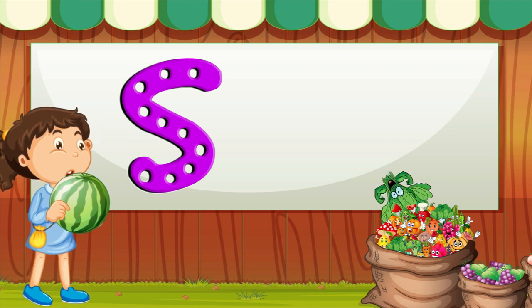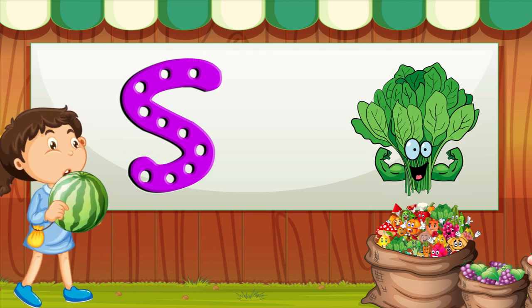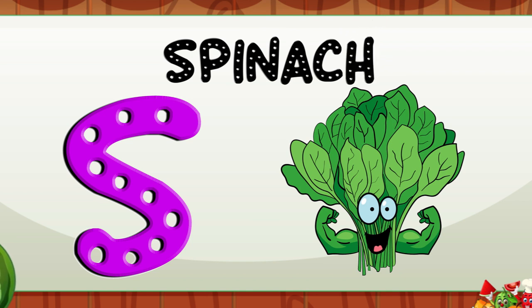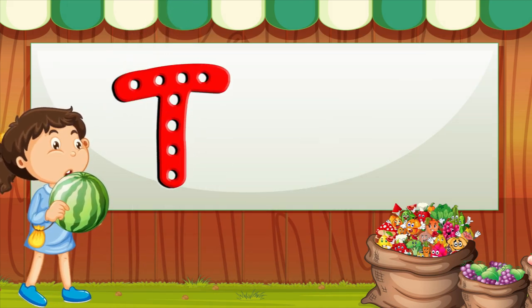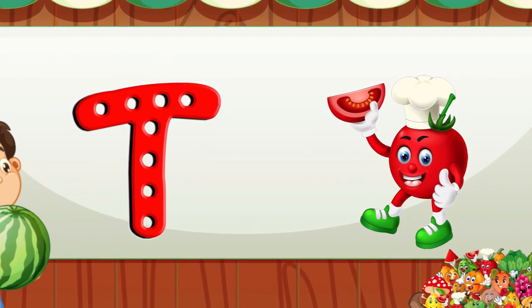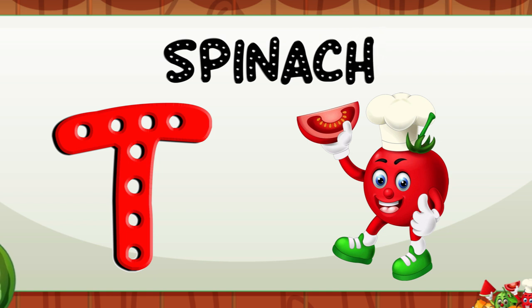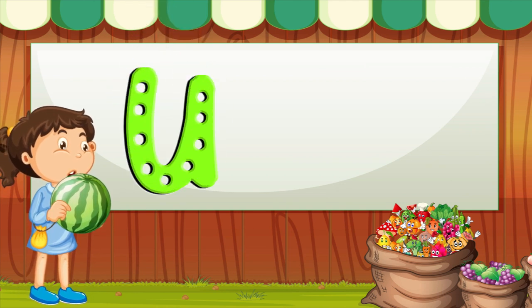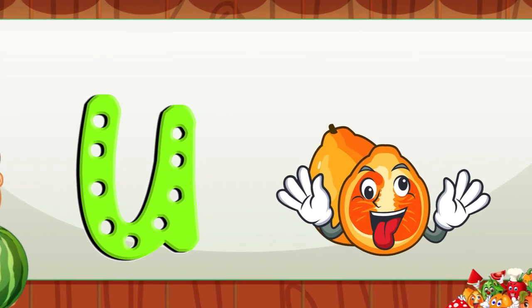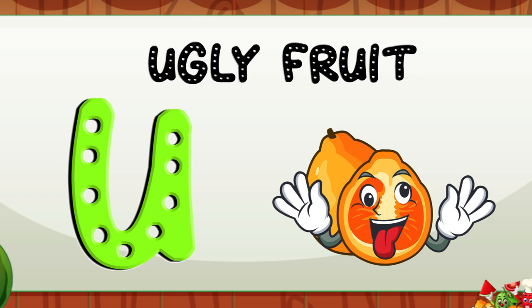S. Spinach, a nutrient-dense and versatile leafy green vegetable. T. Tomatoes, a versatile and flavorful fruit, often used in cooking. U. Ugli, a citrus fruit with a unique flavor and appearance.